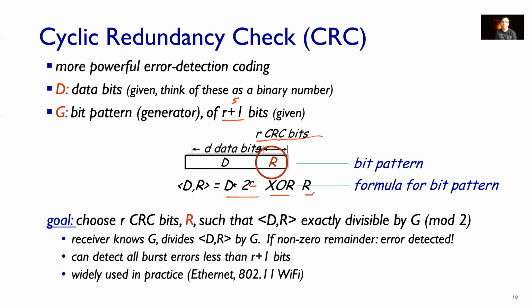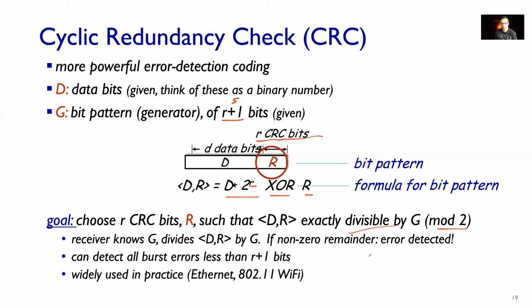So on the sender end, the question is, how do you choose that R? The way CRC works is you choose that R using a certain formula, a certain computation that I'll show you, such that D comma R is exactly divisible by G. And by divisibility here, we mean we are using mod 2 arithmetic. I'll show you a slide explaining what mod 2 arithmetic actually is. That's the next slide, I believe.